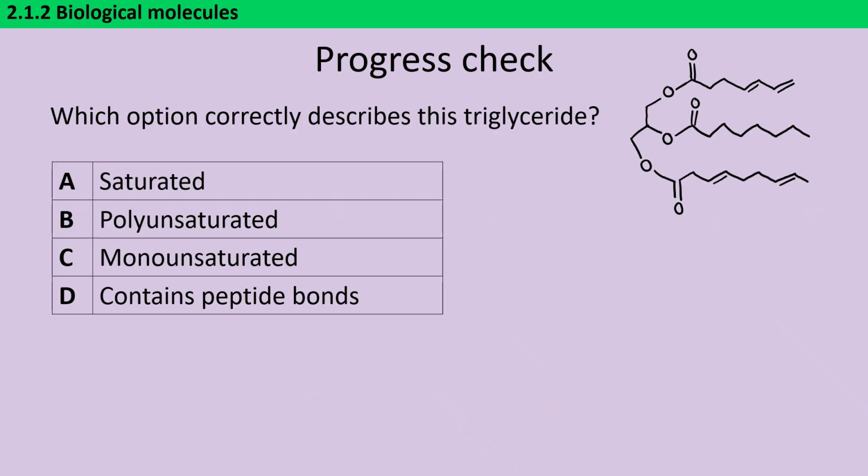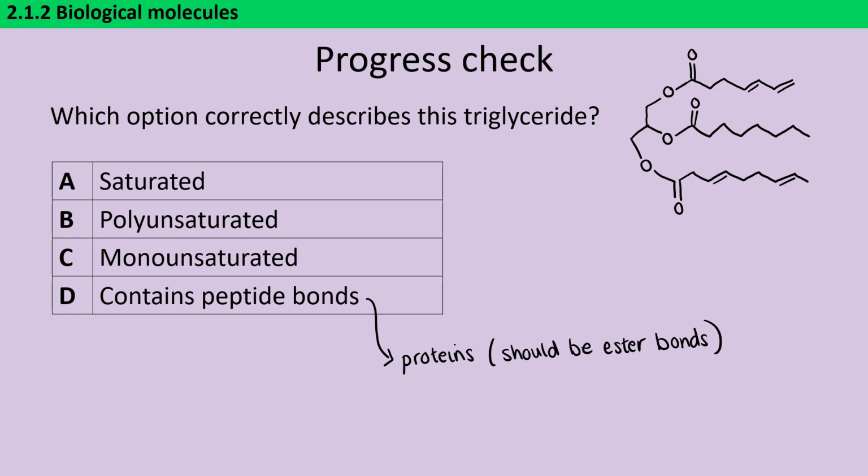Which of these 4 options best describes this triglyceride? We can immediately rule out option number 4 because peptide bonds are found in proteins in between the amino acids. The bonds in this molecule are ester bonds. So now we need to decide, is this triglyceride saturated or unsaturated? And if it's unsaturated, is it polyunsaturated or monounsaturated?